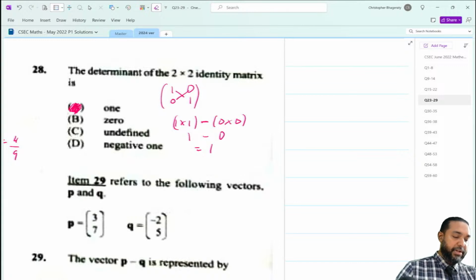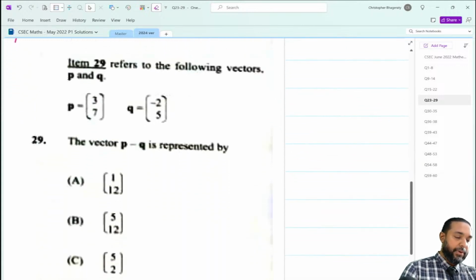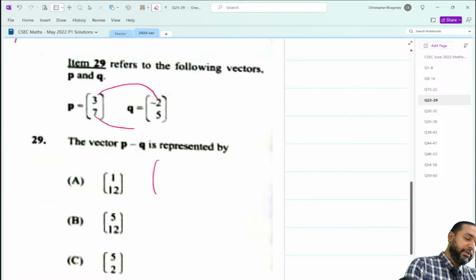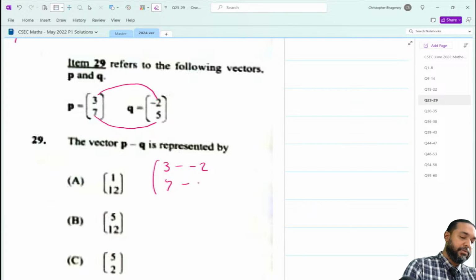Okay, item 29 refers to the following vectors. They want P minus Q. Okay, so that's 3 minus minus 2 and 7 minus 5. When you minus a minus, it becomes a plus, and 3 plus 2 is therefore 5, and 7 minus 5 is just 2. So the answer here is C.